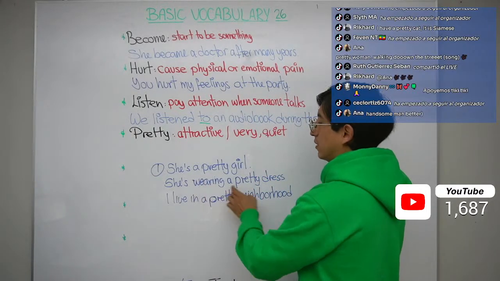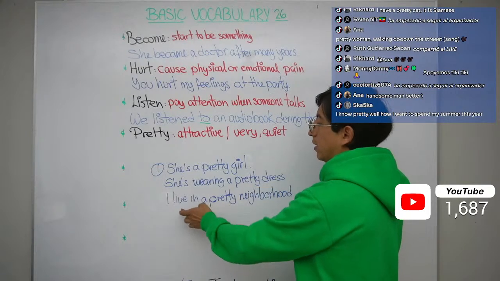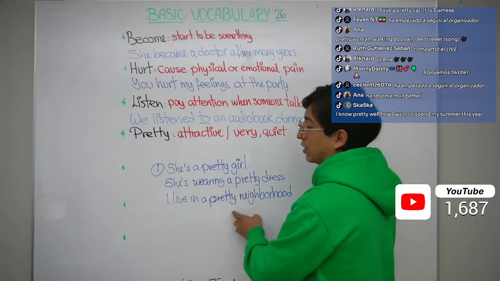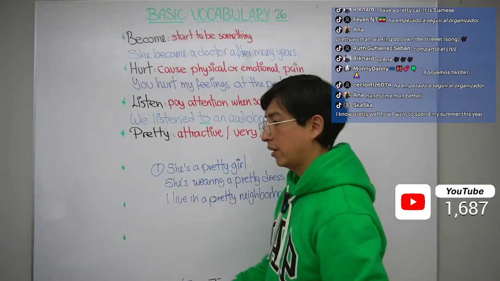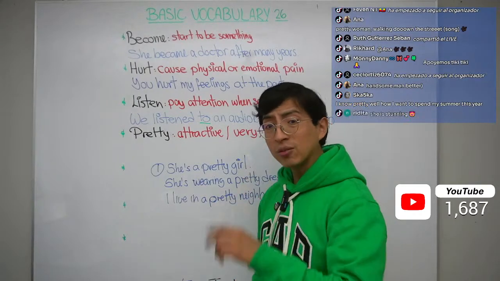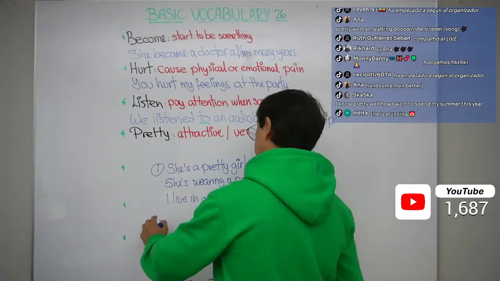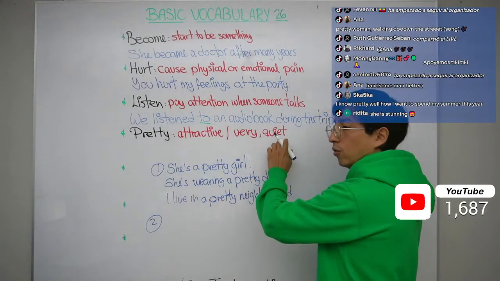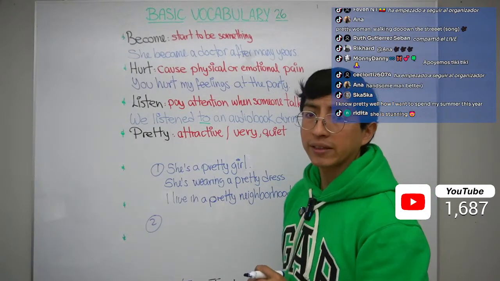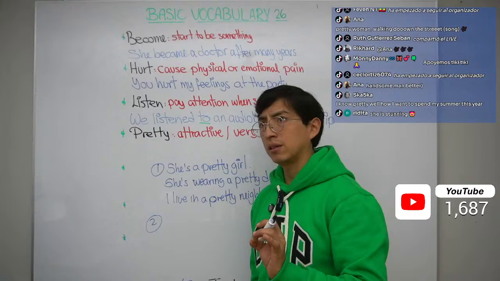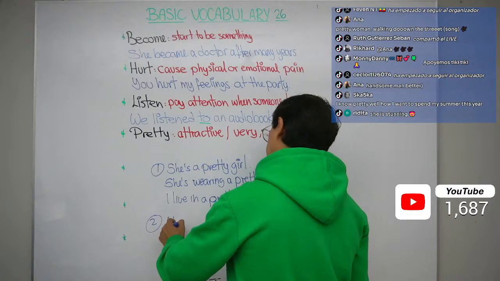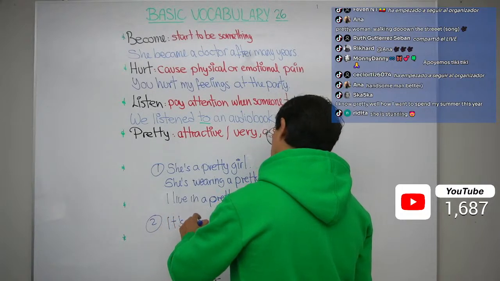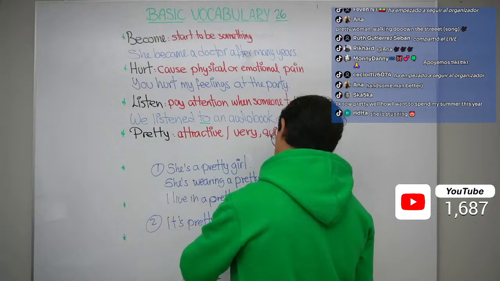Next one. He's wearing a pretty dress, beautiful dress. I live in a pretty neighborhood. I live in a pretty city. I live in a pretty town. Also, we can use it that way. Now, the second meaning of this is similar to very or quite. We're talking about pretty as an adverb. So we can say, it's pretty cold today.